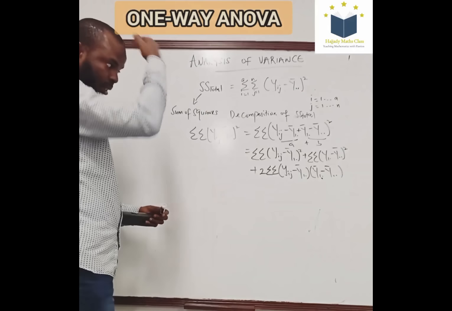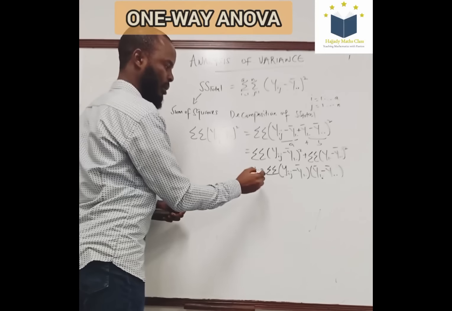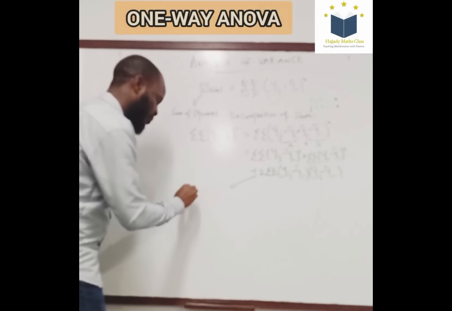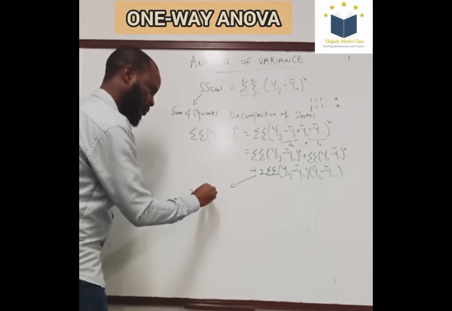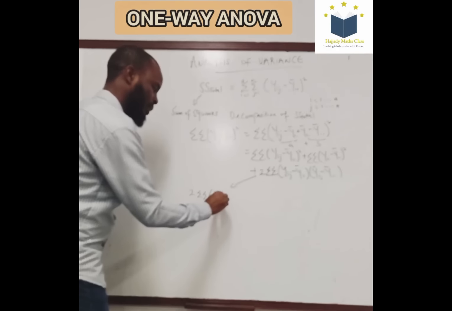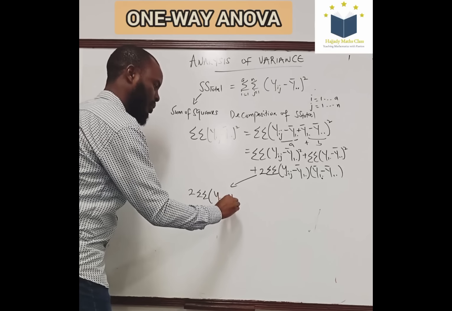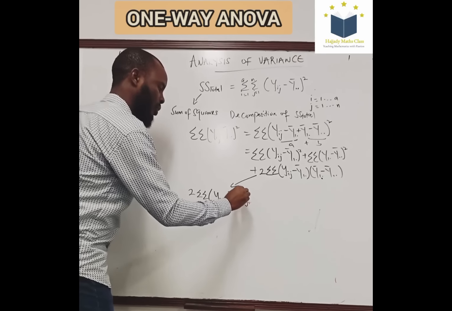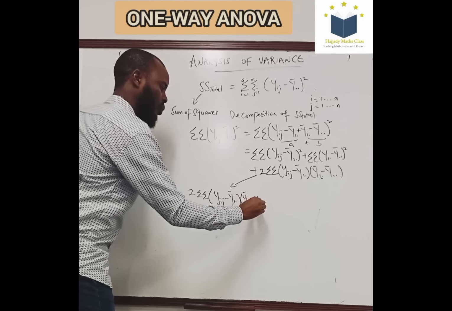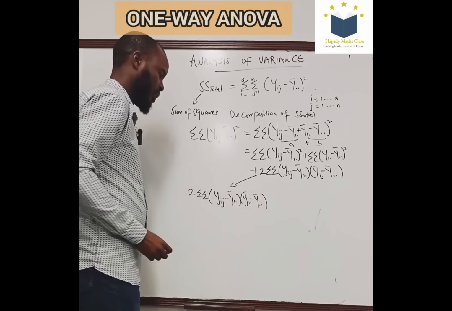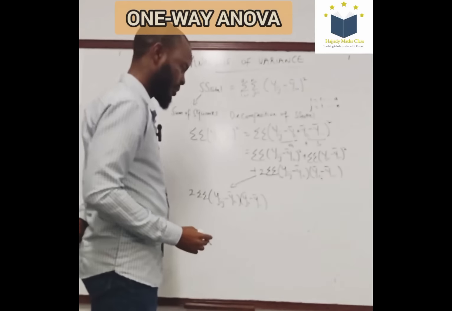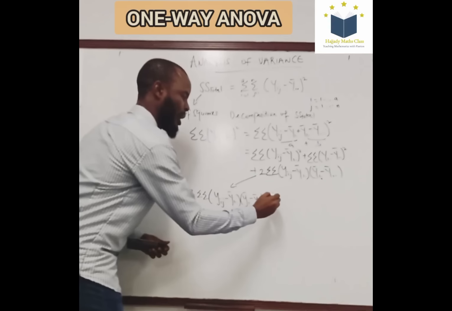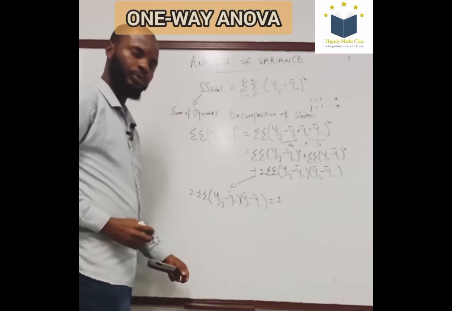Now, leaving these two, let's just talk about these cross products. Now, we have two double sums of Yij minus yi dot bar times yi dot bar minus y dot dot bar. So this is the same thing as you having 2.